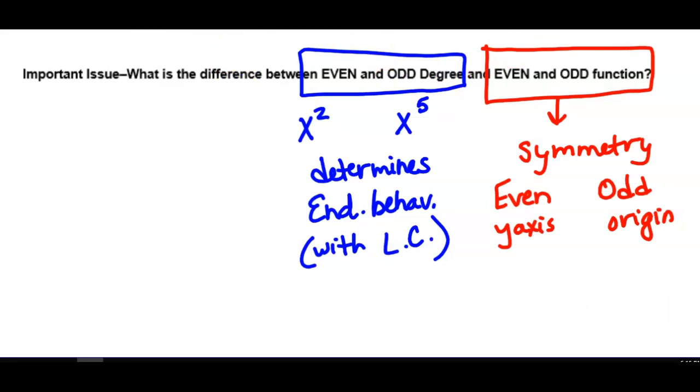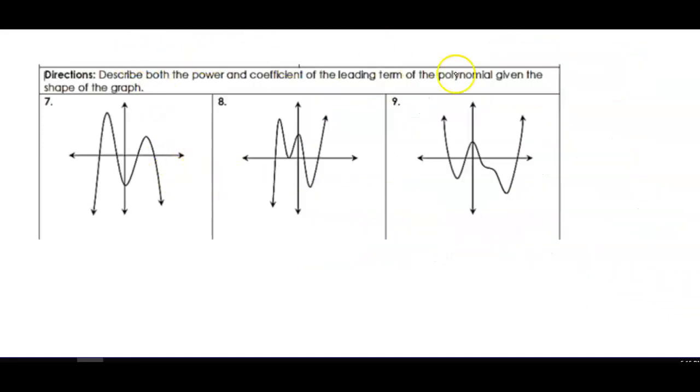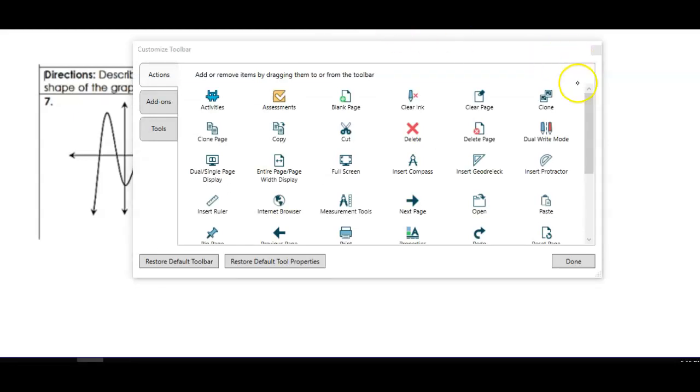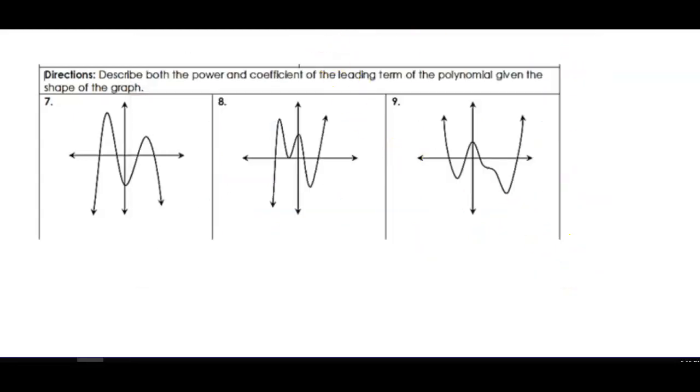All right, let's see, next slide. So we're supposed to look at these and determine the power and the coefficient of the leading term given the shape. This one has both ends down, so it has to be an even degree because they're both going the same way. It has both ends down, so the leading coefficient has to be negative.